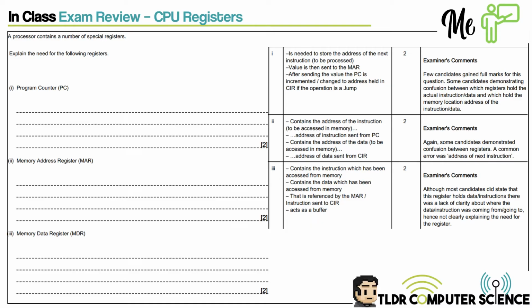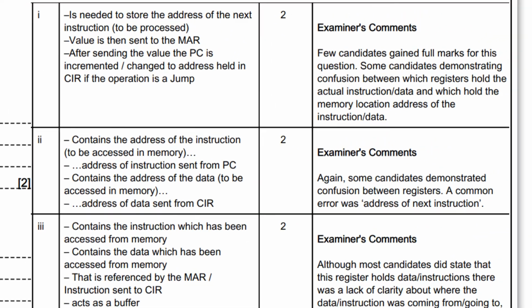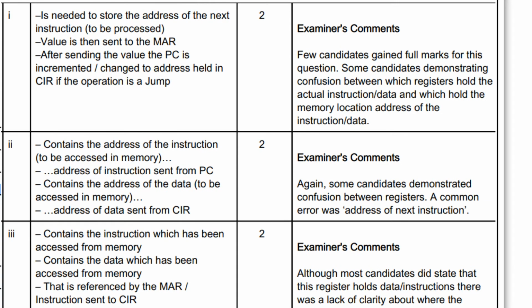So I'm gonna increase the size of these ones here so we can have a quick look through. So the top one is the program counter. It's saying it's needed to store the address of the next instruction. One of the ways you can easily lose the mark there is by saying something along the lines of it holds the next instruction, which we know it doesn't. It holds the address. The value is then sent to the MAR. That's the easy mark. Do not be losing that mark. And after sending it, it increments. I think we just talked about all that. The MAR contains the address of the instruction. You get the mark again for saying that's what it's got.